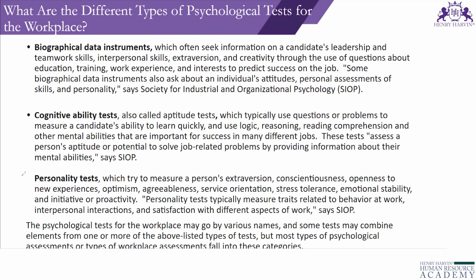Then comes the personality test, right? So which will measure whether the person is extraversion, consciousness, open to new experiences, optimism, agreeableness. Right? So these are a few from the big five. And yes, service orientation, stress tolerance, emotional stability, and initiative or proactivity. Right? So different personality tests will have different measures actually, which we'll discuss, right? Once we do it, right?